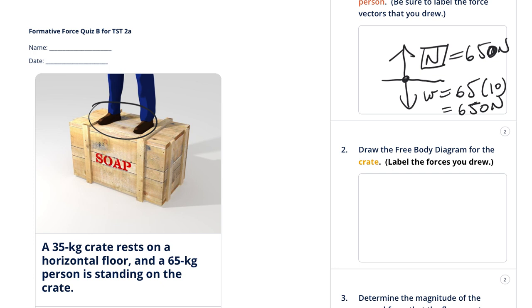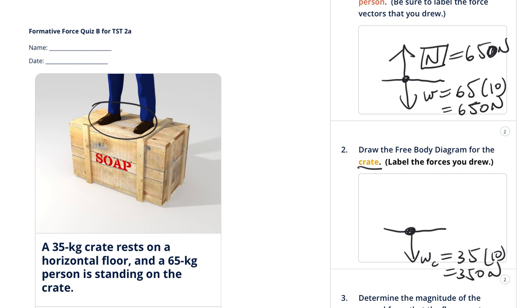Okay, part 2. Draw the free body diagram for the crate. So here's the crate. Just do a point. You're just supposed to do a point, right? So there's the crate. Now, the weight of the crate. There's the weight of the crate. I'll say WC. So that'd be 35 times g. 35 is the mass, times the acceleration of gravity is 350 newtons.